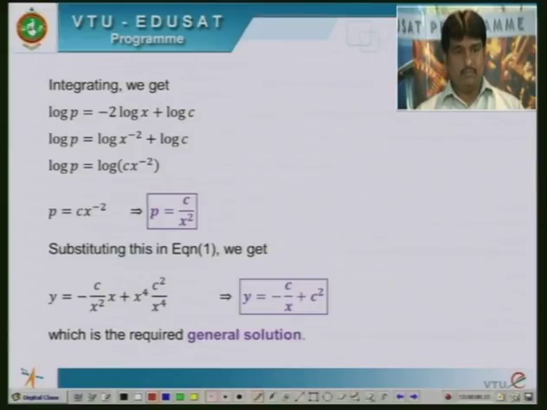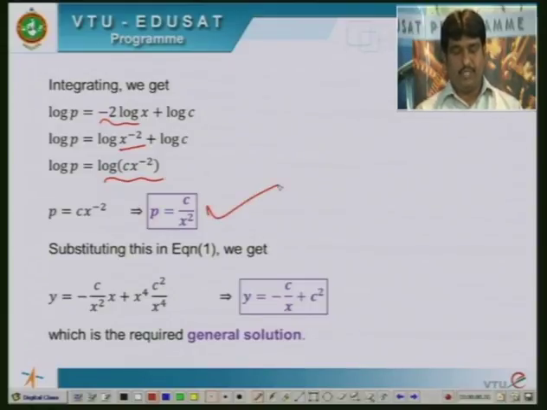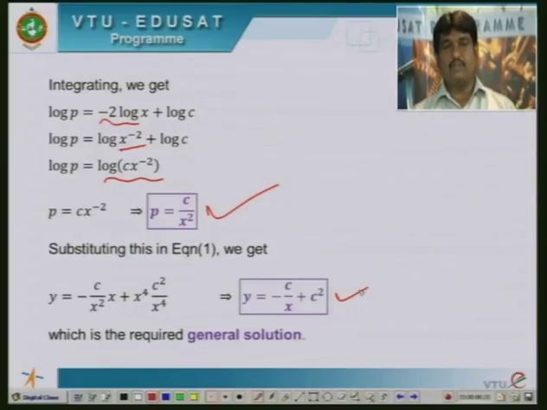Now by the law of indices for logarithms, minus 2 into log x can be written as log of x to the power of minus 2. So log p is log of x to the power of minus 2 plus log c. Next line, log p equals log of, now log a plus log b is log of a into b, which implies p equals c into x to the power of minus 2. Therefore, p is c divided by x square. Substitute this p value in the given equation and eliminate p to get y equals minus c by x plus c square. This is the required general solution.